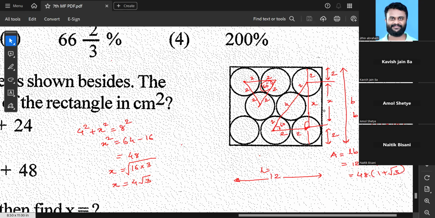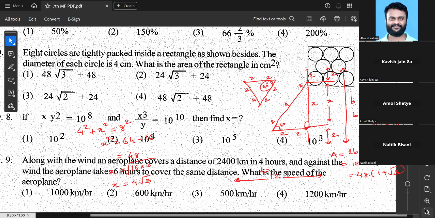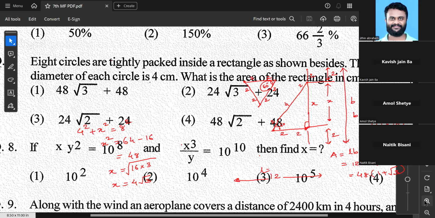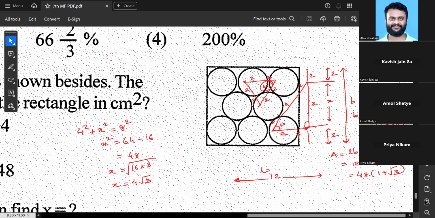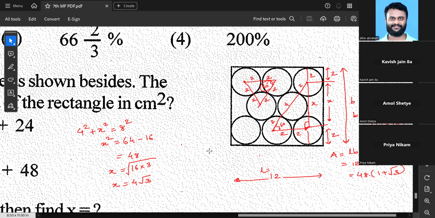Let me just zoom out and check. Yeah, 48 root 3 plus 48. That's your answer. Okay, so I'll just keep it zoomed for your reference. I'll keep this as it is for some time, 30 seconds or so, and then I'll remove this.